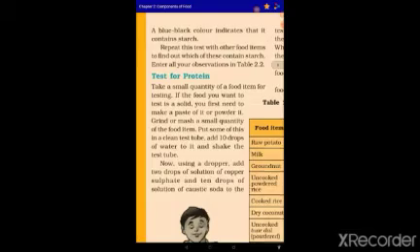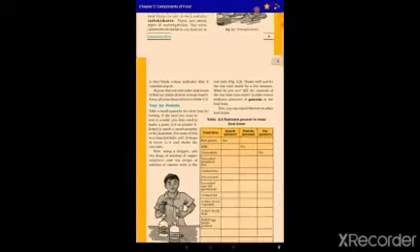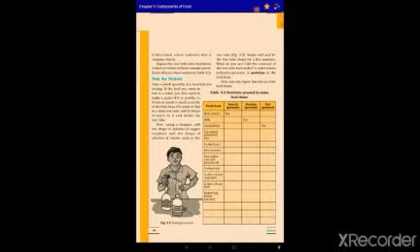Test for protein. Take a small quantity of the food item for testing. If the food you want to test is a solid, you first need to make a paste of it or powder it. Grind or mash a small quantity of the food item. So if we want to test for proteins, the color of the test will be violet.